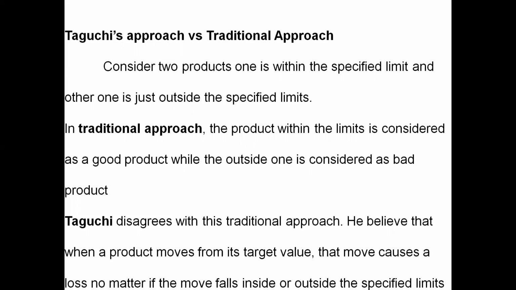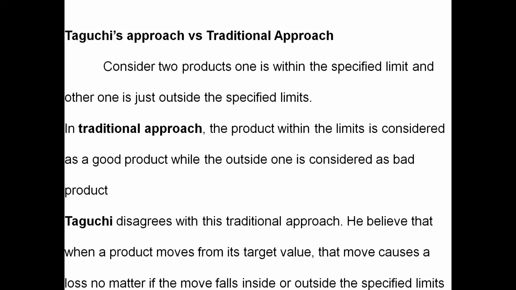In the traditional approach, the product within the limit is considered a good product, while the outside one is considered rejected. So the components that lie between 28 and 32 are okay. Anything a little less than 28 or above 32 is going to be rejection in the traditional approach. But Taguchi is saying that whenever the product moves away from the target value, that move causes loss, no matter if the move falls inside or outside the specified limit. Whatever may be, either inside or outside, once it is away from the center, there is no use.